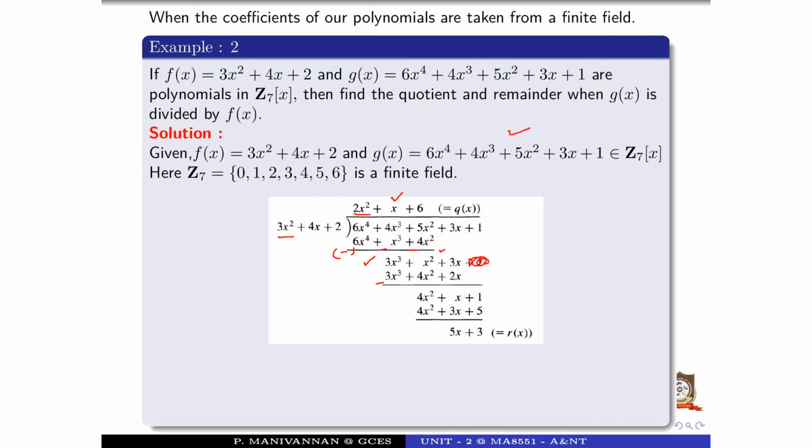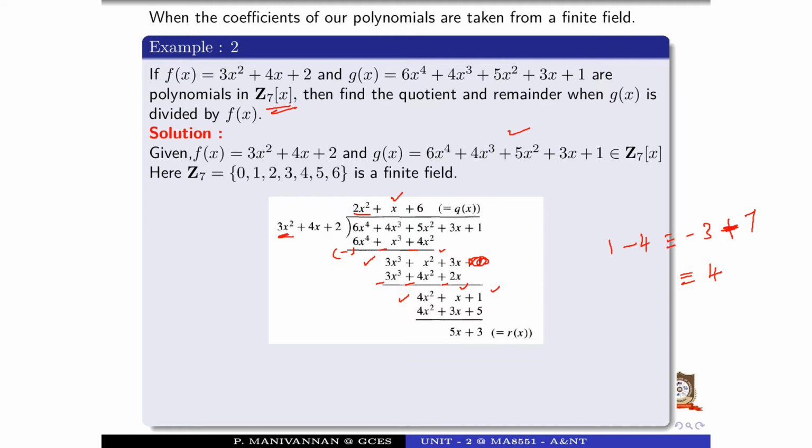Subtracting, we get 1 minus 4, it is equal to minus 3. Under Z7, minus is not allowed. So minus 3 plus 7, it is equal to 4. So we put here 4. It is 3 minus 2, it is 1. Then this 1. Here 4.